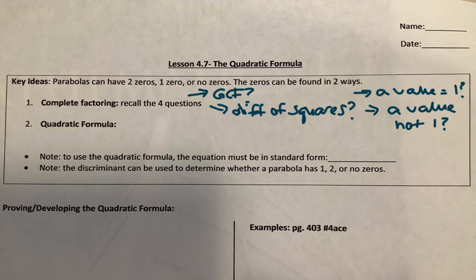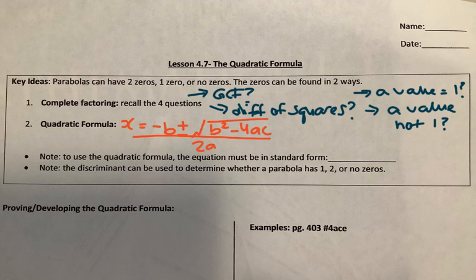Now, if we can't factor, or the numbers look very complicated and we can't seem to think of the numbers that would work to factor, we can use the quadratic formula. And the quadratic formula is x equals negative b plus or minus the square root of b squared minus 4ac, all divided by 2a. So today I'm going to teach you what that is and how to use it.